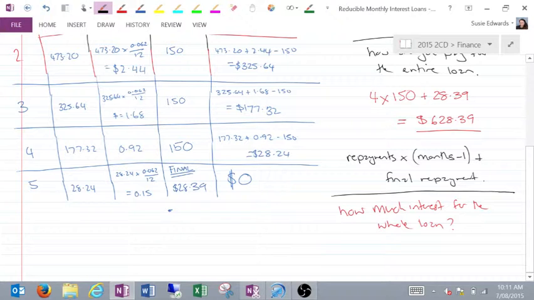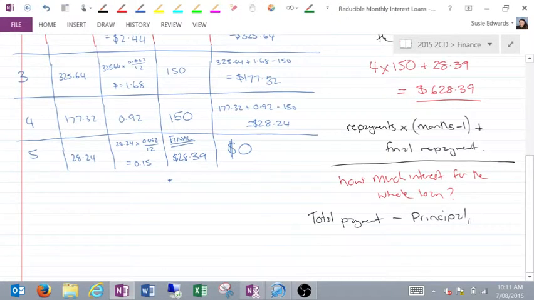Good. Okay. So what we do is we go our total payment, which is what we just found out, take away your principal, what you started with. So we said we started with 620. Sorry, our total payment was $628.39. How much did we actually borrow? 620. So how much was our interest? $8.39.